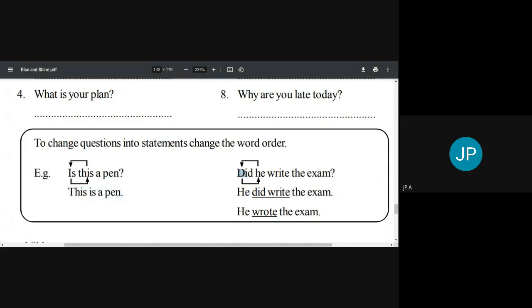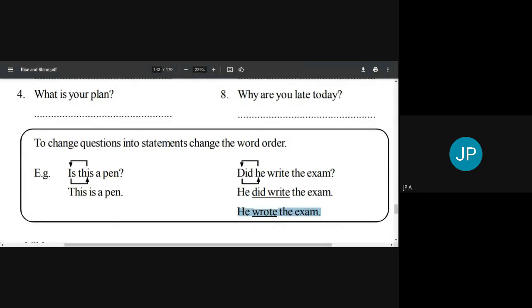See, these are the changes that happen when you use auxiliaries like did. First, you interchange the positions. First, you write he did write the exam, and this did is avoided. We remove the did, and then add the tense to the main verb, and that is how we get he wrote the exam. Okay, so these are the changes that happen when you change the sentence from one form into another.